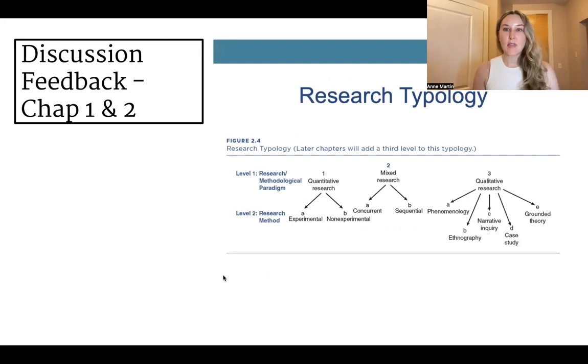And then this chart is also included in the lecture slides from last week's perusal. And so this will be very helpful as you, again, are crafting your research purpose and your question, and then the subsequent parts of your research proposal. So we'll be, like I mentioned, continuing to add layers to this.